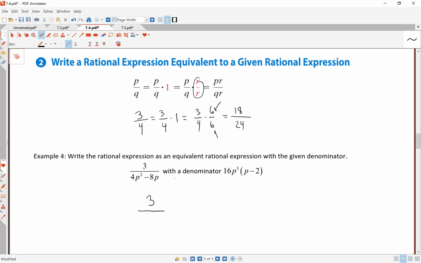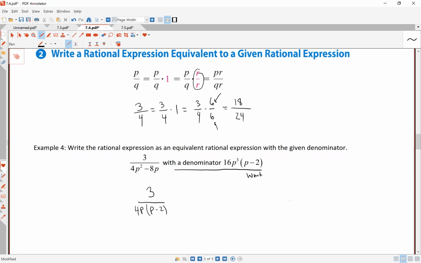what do we want? What denominator do we want? And what do we have? We have 4p times p minus 2. 4p squared minus 8p factors as 4p times p minus 2. So we're trying to figure out what it is that we're missing so we can put it in the top and the bottom. We multiply by 1, which means that whatever we do to the bottom, we also do to the top.